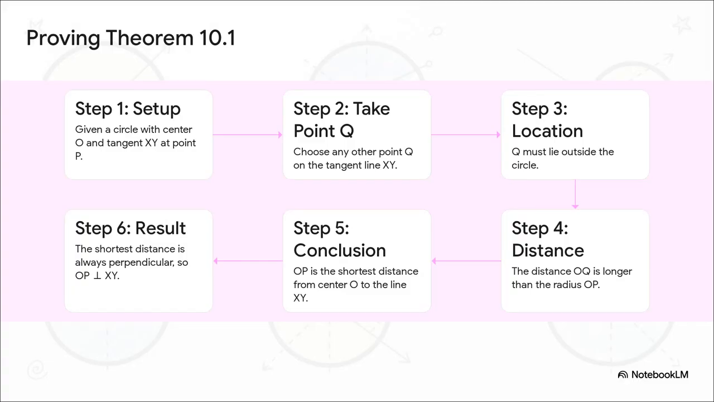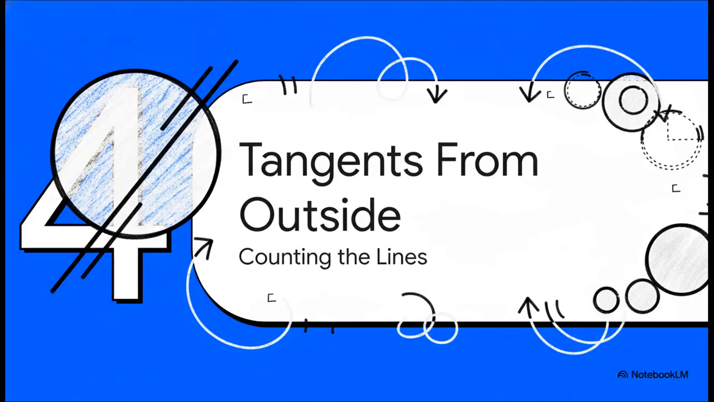So how can we be so sure this is true? Well, the logic is actually pretty slick. Just pick any other point on that tangent line. Because the line only touches the circle at our one special point of contact, this new point has to be outside the circle. And that means its distance from the center is longer than the radius. So the radius is the shortest possible line you can draw from the center to the tangent. And in geometry, the shortest distance from a point to a line is always the one that forms a perfect right angle. Okay, we've got our first rule in the bag.